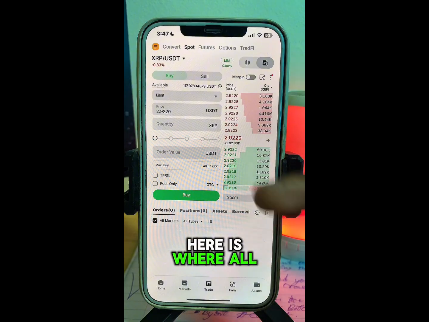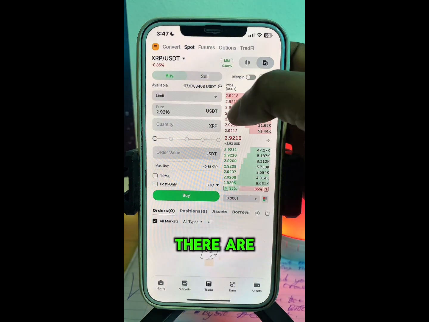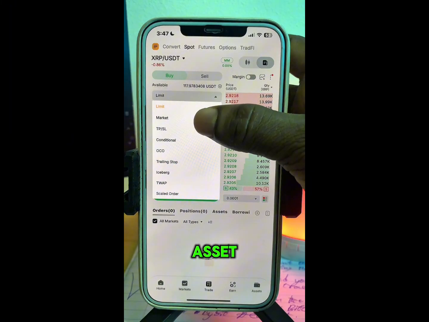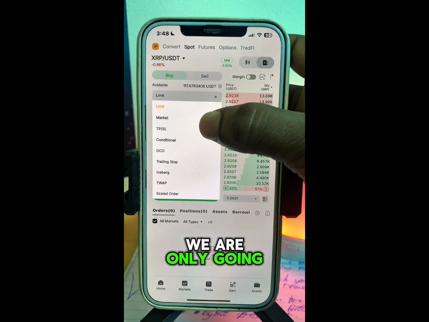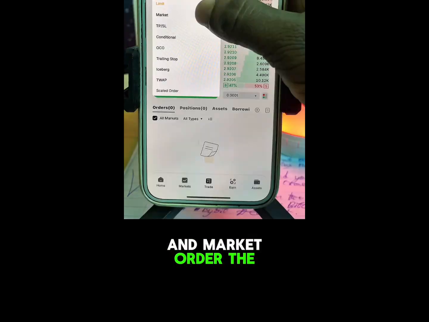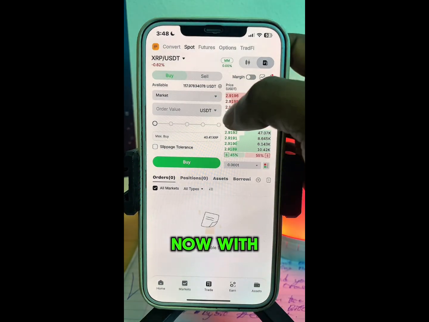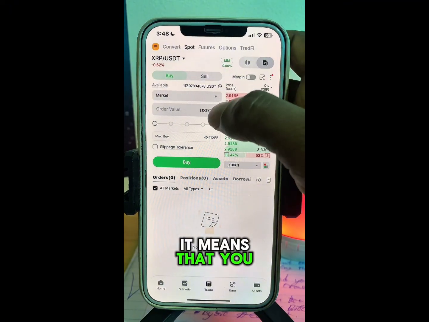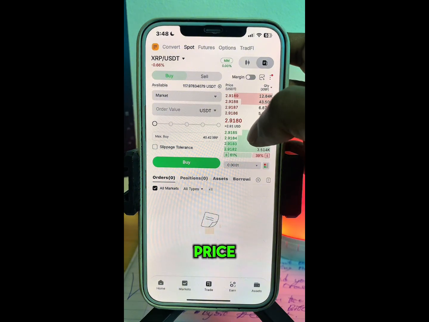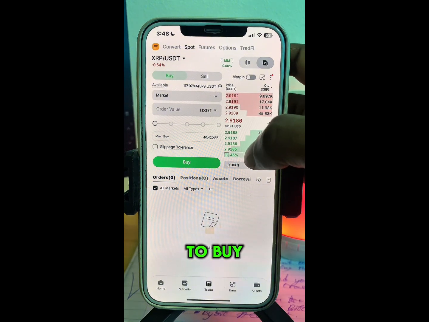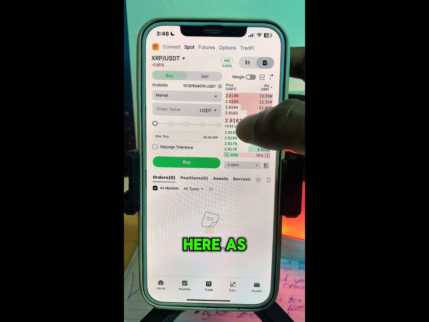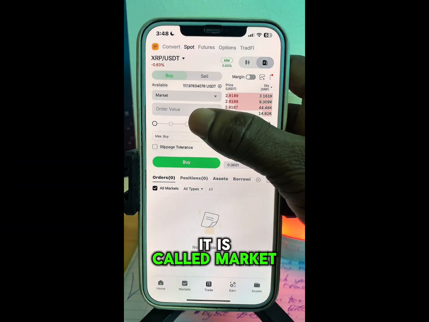Here is where all the magic happens. There are several ways you can use to buy or sell an asset. But in this video, we are only going to focus on limit order and market order. The first one is market order. With the market order, it means that you want to buy an asset at the best market price. So when you enter the amount you want to buy, you are going to buy the asset at the market price here, as you see here. That's the reason why it is called market, right?